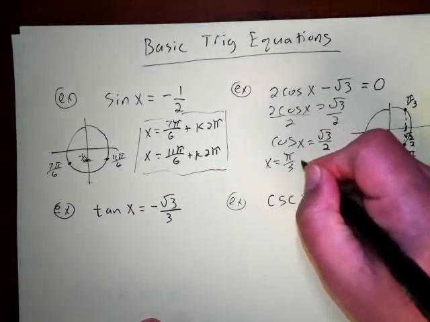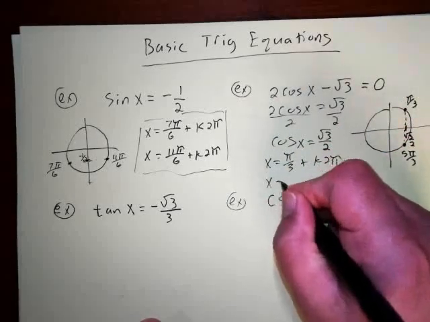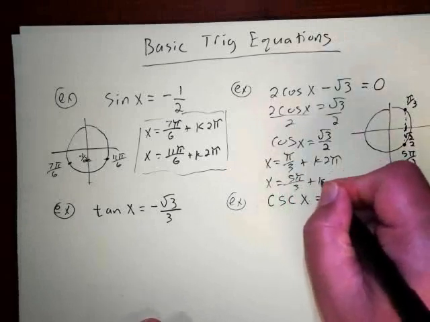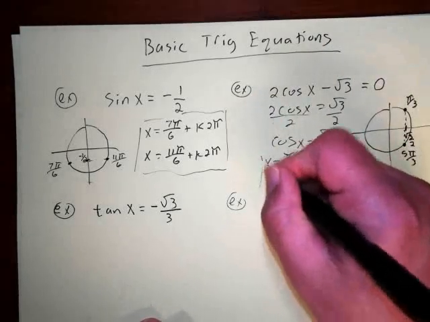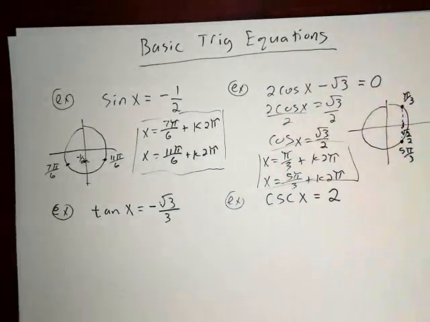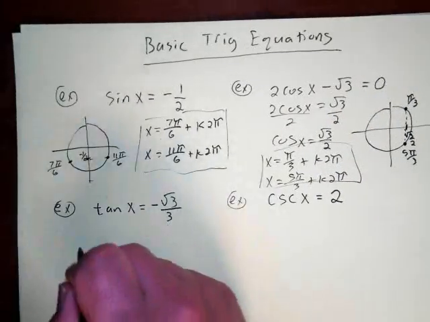So we have pi over 3 plus k times 2 pi, and then x is equal to 5 pi over 3 plus k times 2 pi, and these would be the solutions for this equation. Those would be all of the solutions. Okay?